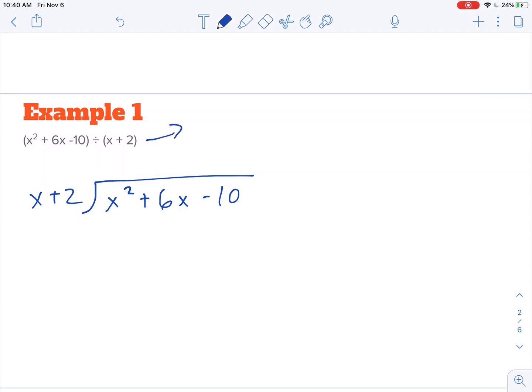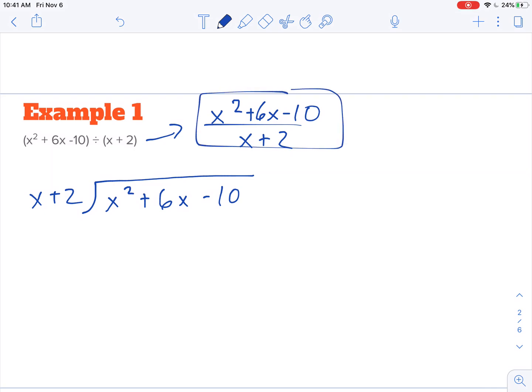The other way that this could be written would be x squared plus 6x minus 10 over x plus 2. And we're going to quickly see how, when it looks like this, it's basically a rational function. Right now, we're not saying this is a function, we're just saying that this is two expressions that we want divided. It could be written either way, and that means we're going to divide the polynomials. So what do I do with polynomial long division?